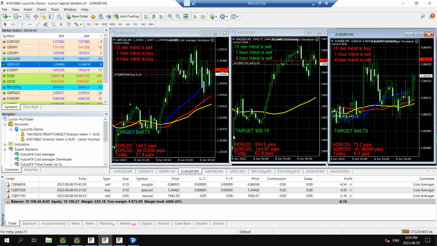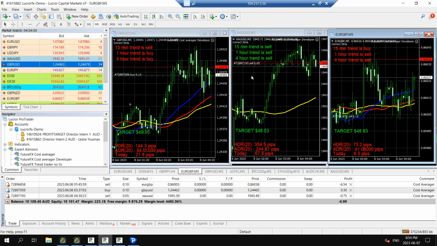What else is displayed on the screen here? It will say the correct time or not correct time. There are some time parameter settings in here, similar to Volatility Master. So you can set what times of the day you want the software to work.